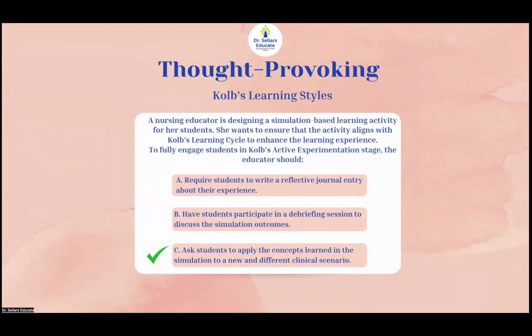All right, so this is going to be, again, if you want to take a look on page 30 in Billings and Halstead, and then page 35 in Dr. Caputi's C&E review book. So with our thought-provoking question, when we look at the active experimentation phase, we know that this is the actual doing component of the cycle. Students are thinking about their prior experience, they're reflecting on it, and they're thinking about what is it that I need to do differently next time so I can have a better outcome.